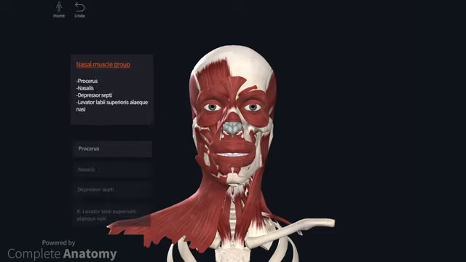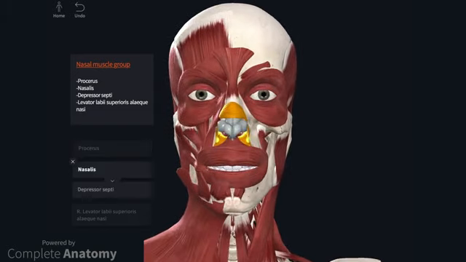The nasal muscle group includes procerus, nasalis, depressor septi, and levator labii superioris aliquae nasi, although this last muscle can also be included within the buccolabial muscle group. Procerus is a pyramidal muscle attached to the fascia covering the inferior section of the nasal bone and the skin between the eyebrows. As you can see, it blends with the medial border of frontalis. Procerus draws the eyebrows medially.